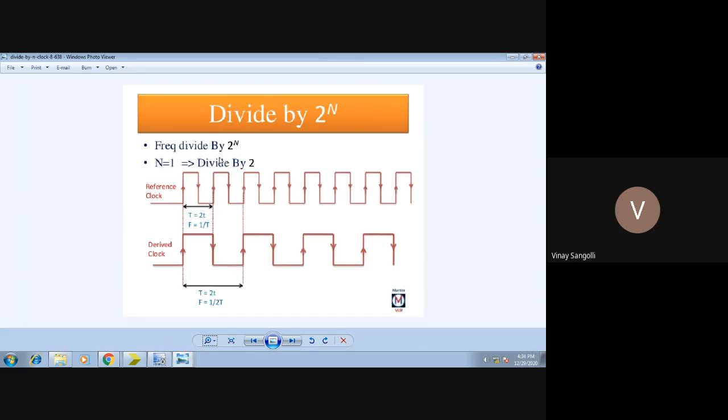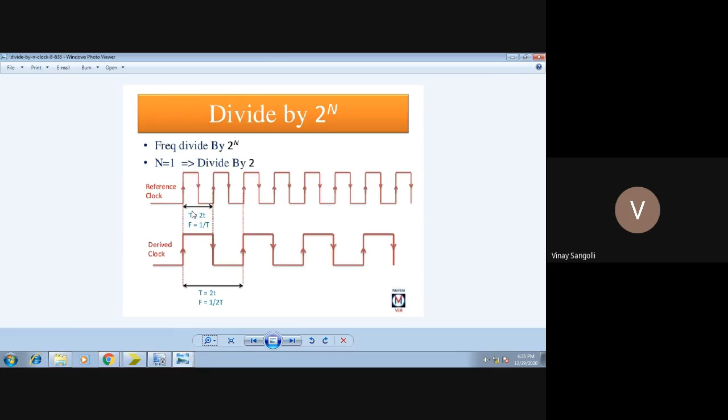So it means what now? 2 raised to 1. That is, we are dividing this reference clock by 2. When I divide this reference clock by 2, you can see here the time period is increasing, thereby you can see that, you already know that time and frequency are inversely proportional to one another. You can observe clearly here, in one period we have 2 cycles, but here we have only 1 pulse.